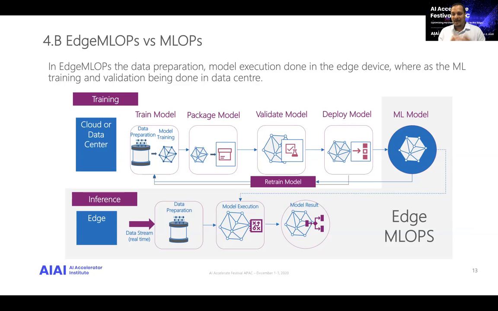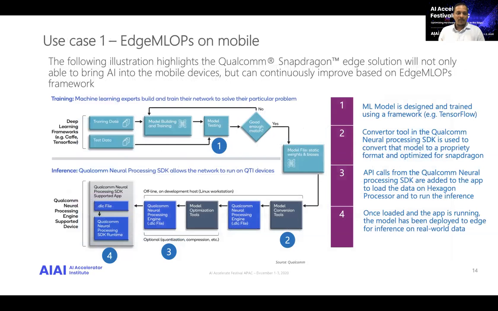But let me walk you through some of the more complicated cases. I think the concept is this: you train the model somewhere, but then you run inference and execute it on the edge. That's what is called edge MLOps. And the continuous automation of all this is edge MLOps.